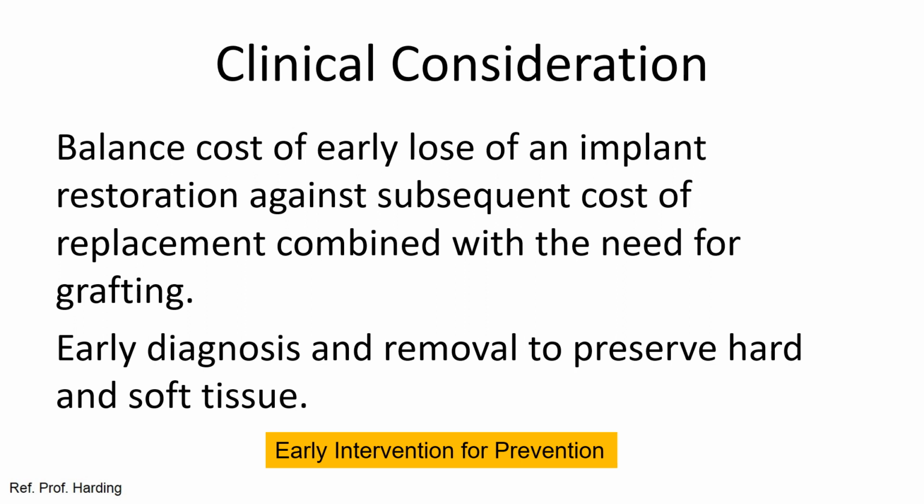So early diagnosis is very important, and you have to decide whether persevering and trying to save the implant is worth the potential cost of its eventual replacement, both monetarily and biologically. So the acronym to remember here, or one of the 10 implant keys to implant success, is early intervention for prevention.